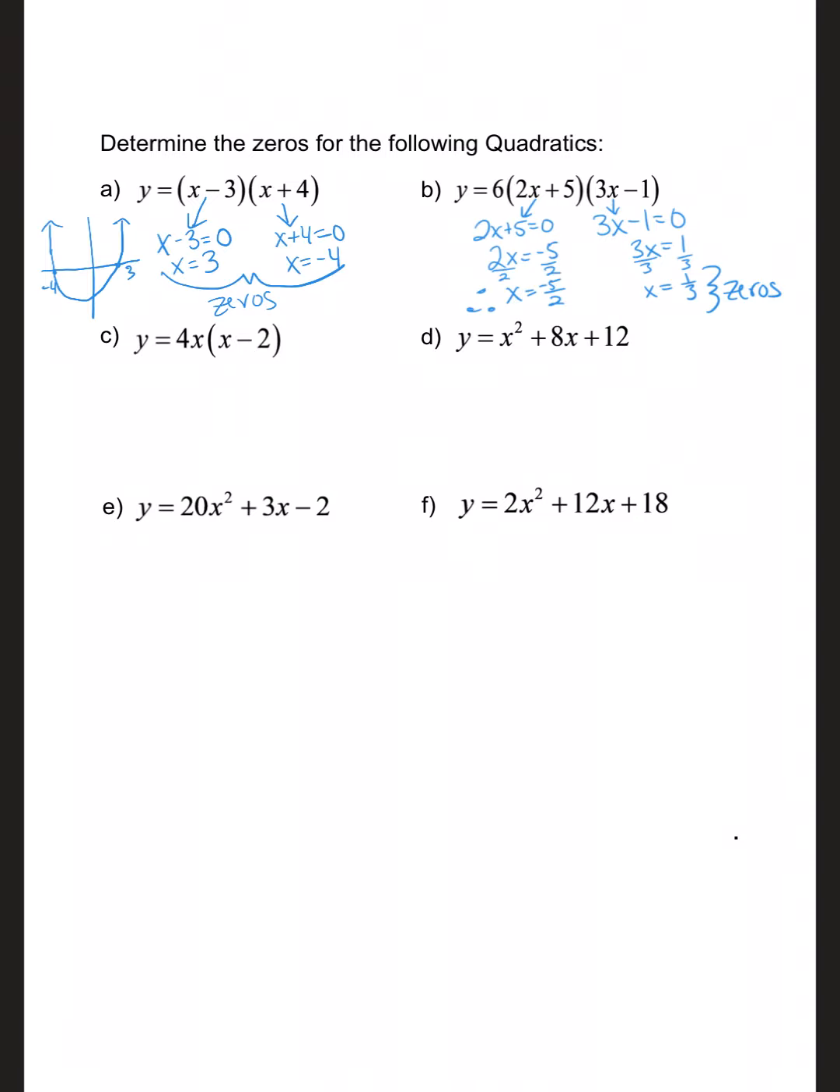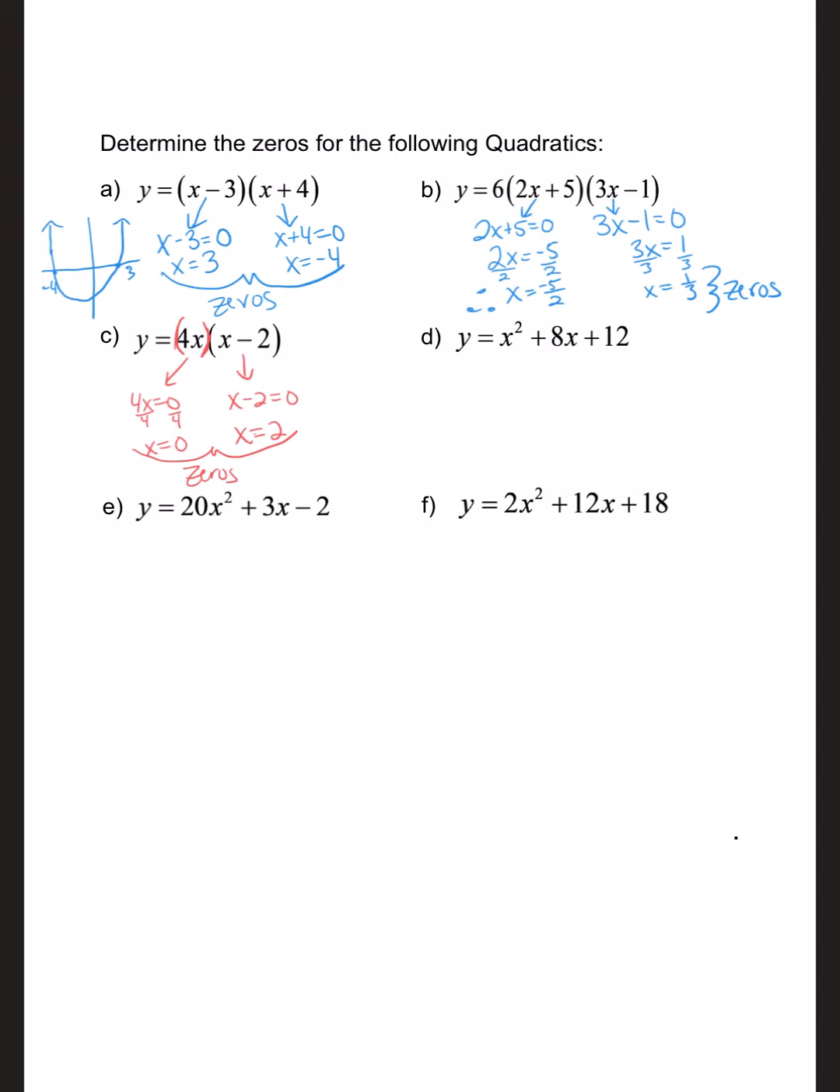I'd like you guys to try the next one. I know that it looks a little trickier, but keep in mind that one of our brackets, even though it's not there, is 4x. And then the next bracket is x minus 2. So set both of those factors or brackets equal to 0, and then solve for x. Pause the video to do that, and then come back and see what the answer is. So if we set both of those brackets equal to 0, we should find that our zeros are 0 and +2.